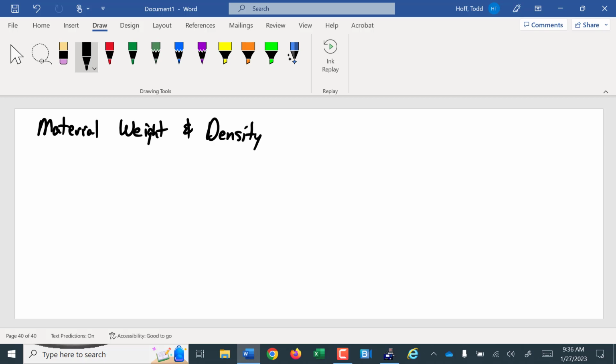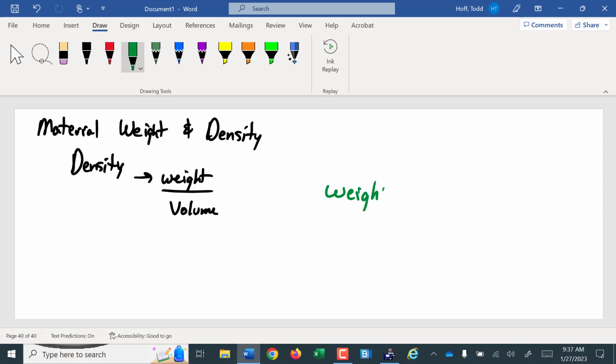And one of them we're going to be talking about is material weight and density. Density can be listed in a lot of ways. The traditional scientific way of listing density is a weight per unit of volume, or weight divided by volume. So the relationship is obvious. There you would find the weight from the density if you knew the volume or the size of the object. The weight would just be the volume times the density.